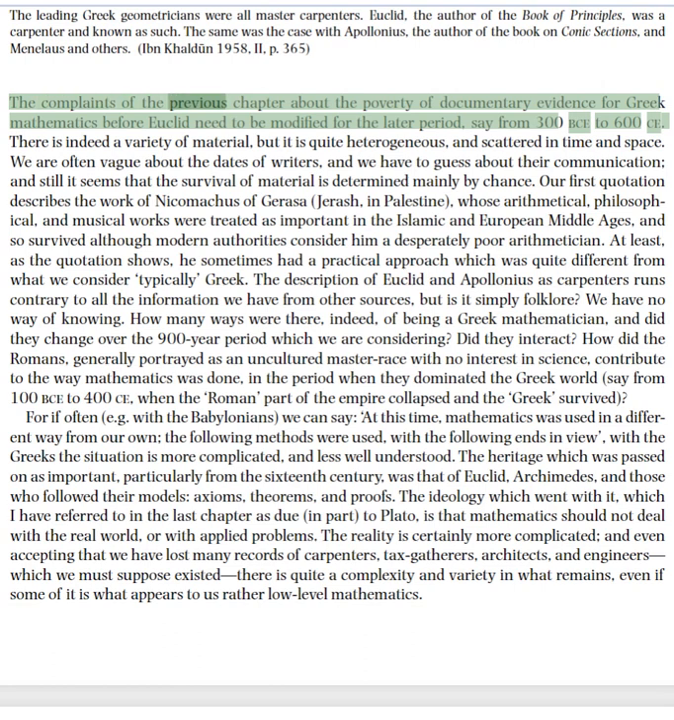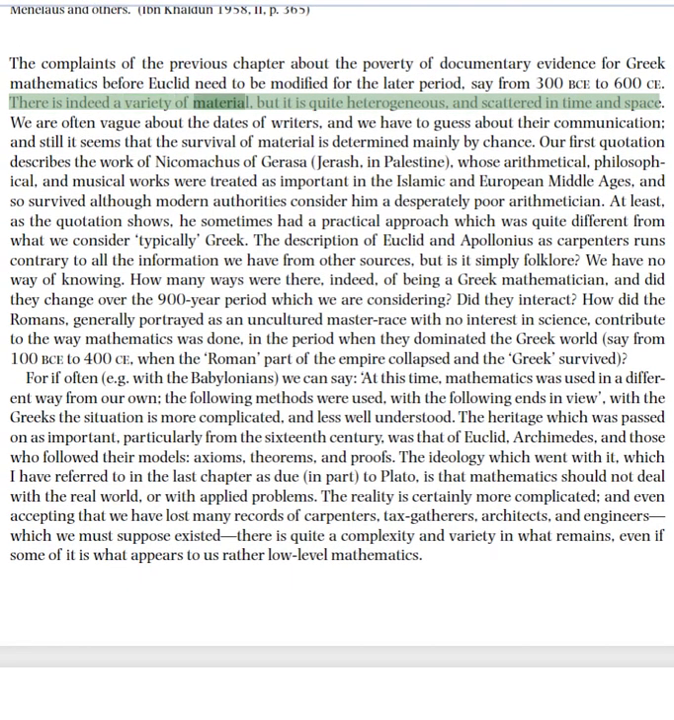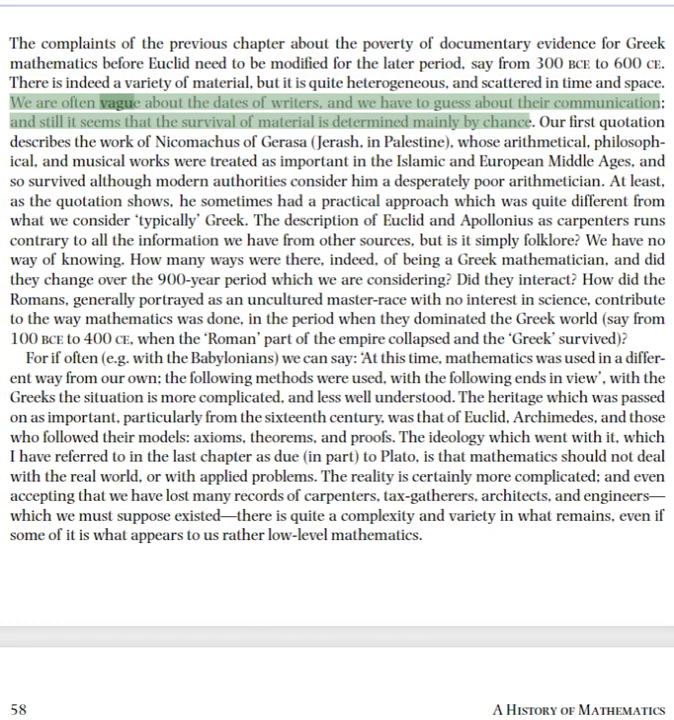The complaints of the previous chapter about the poverty of documentary evidence for Greek mathematics before Euclid need to be modified for the later period, say from 300 BCE to 600 CE. There is indeed a variety of material, but it is quite heterogeneous, and scattered in time and space. We are often vague about the dates of writers, and we have to guess about their communication, and still it seems that the survival of material is determined mainly by chance.